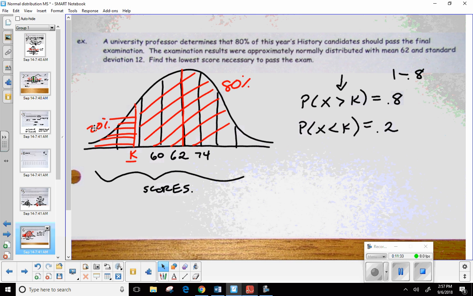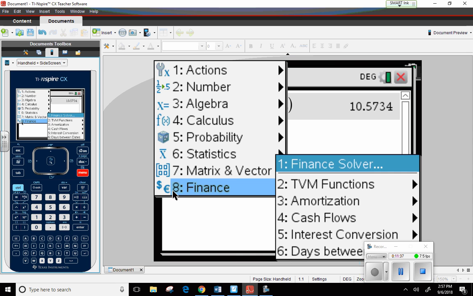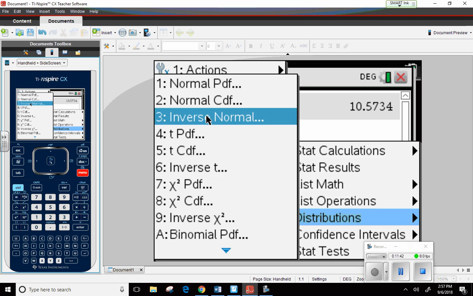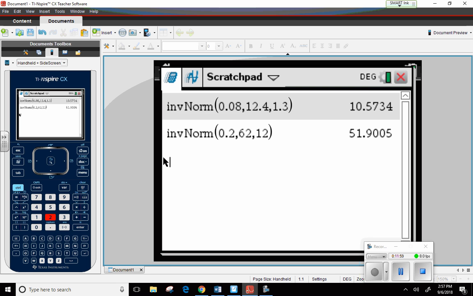Let's see, back here on the calculator, I'm going to go to menu, and statistics, distributions, inverse normal. We know that we're looking for 20% because we can only do less than on the calculator with the inverse. The mean was 62 and the standard deviation was 12. So what is the passing score? About 51.9, so 52.